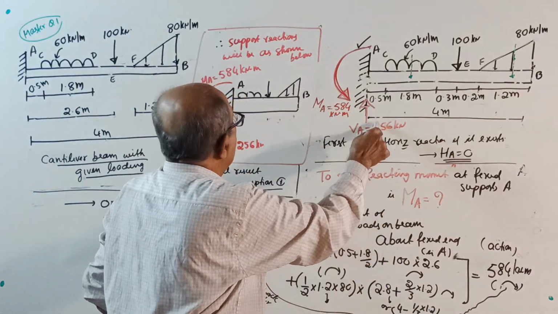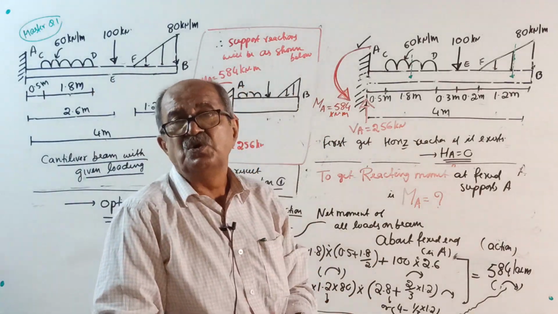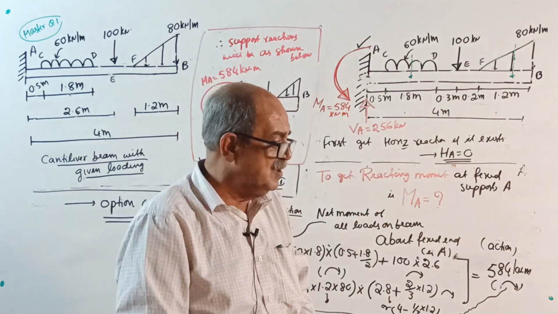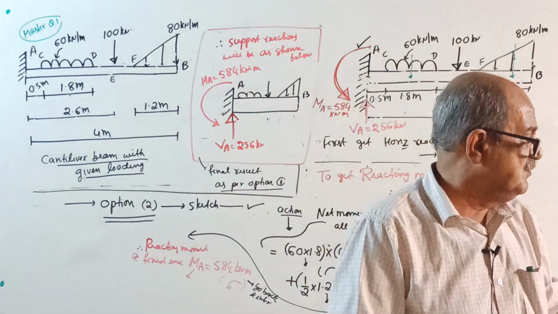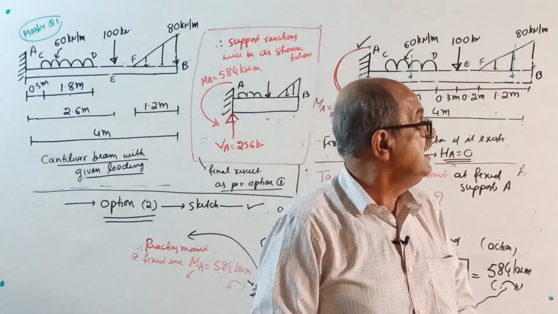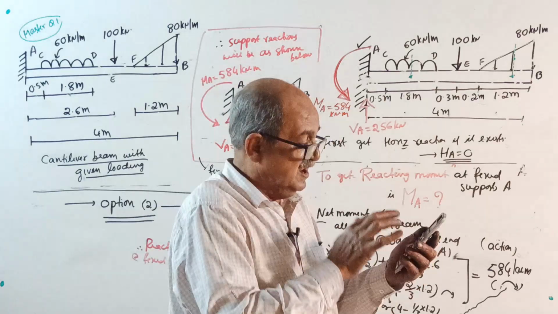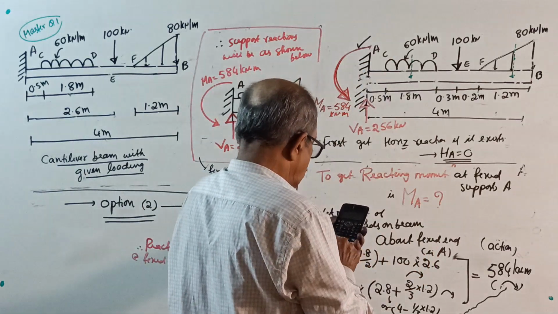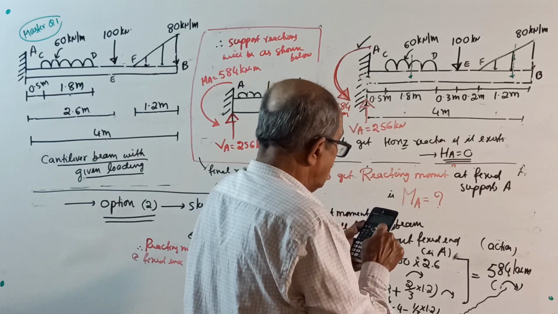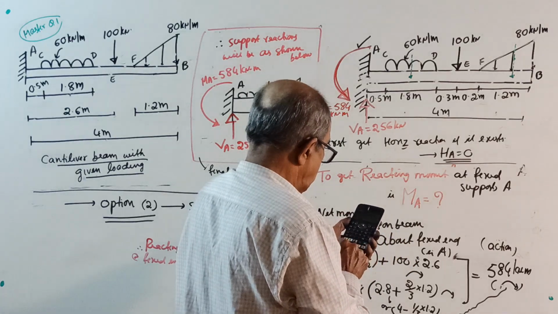See the answer now? Same answer we got here. Now, this is first question. I will tell you, if I am solving this question, you see how much time I will take. I will honestly solve now in front of you, no cheating. If somebody is asking me, tell me the reaction, you can also do it once you get perfection. See now, total load: 60 into 1.8 plus 100 plus half into 1.2 into 80.